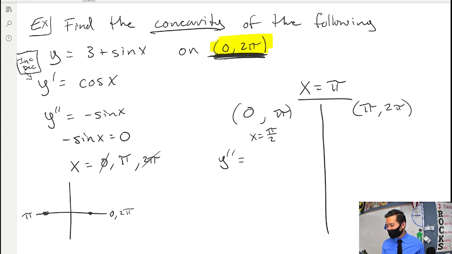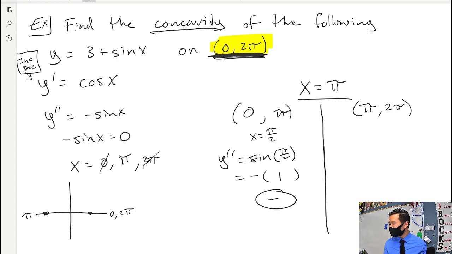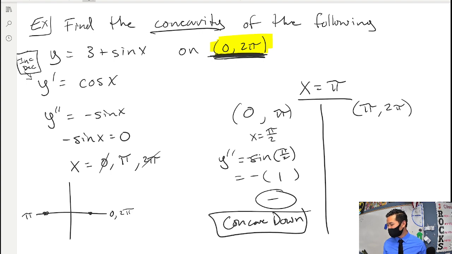So the second derivative is negative sine of pi over 2. What is sine of pi over 2 equal to? Sine of pi over 2 is equal to 1. I have a negative sign in front of that, right? So what's negative 1? That's just going to come out as a negative second derivative. So my second derivative is negative on this interval, which means that my graph is going to be concave down. I know that my function is going to be concave down there.